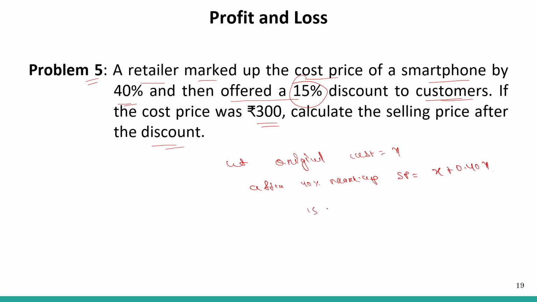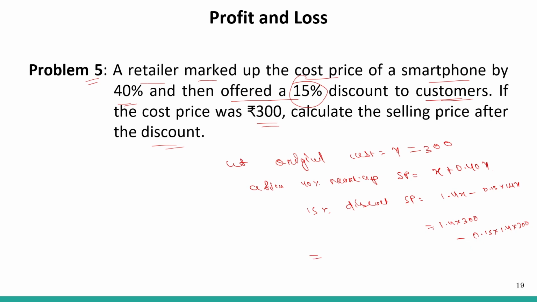So after 15% discount, SP is equal to what? So this will be 1.4 X minus 0.15 into 1.4 X. So this will be the final selling price after 15% discount over that markup price. So if the cost price was 300, then calculate the selling price. So given to us that cost price is 300. So this is equal to 1.4 into 300 whole minus 0.15 into 1.4 into 300.